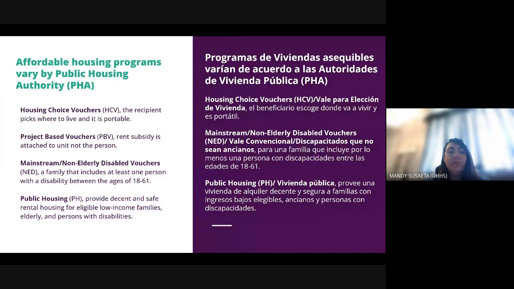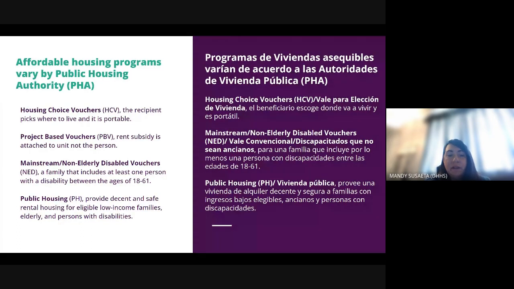Affordable housing programs vary by public housing authority. So there are several options. One is a housing choice voucher, also previously known as a Section 8 voucher, where the resident picks where they want to live, and it is portable, so it can move around with them if they choose to move. There's also project-based vouchers, which is a rental subsidy, and it's attached to the unit. So if they leave that unit, they do not get to take that with them. It stays there at the unit.